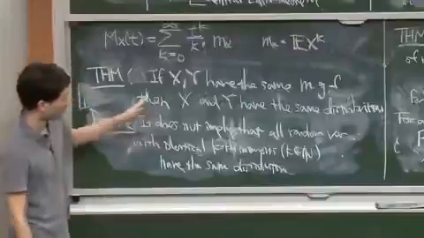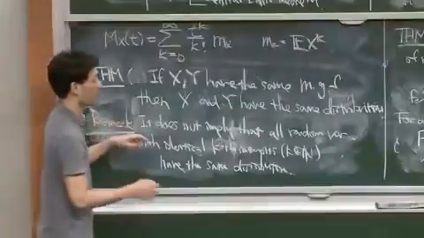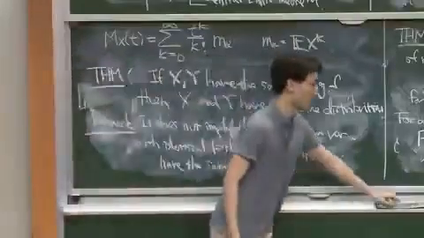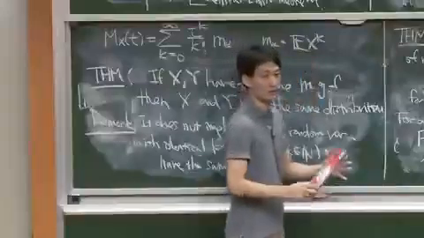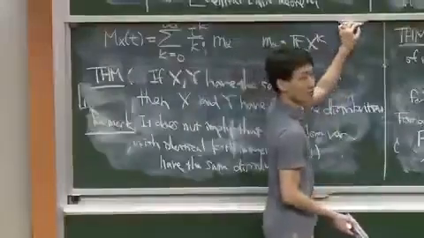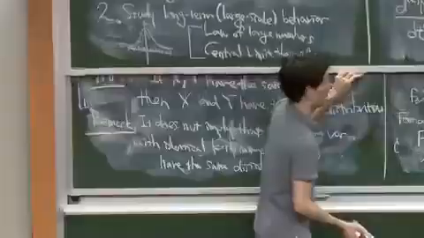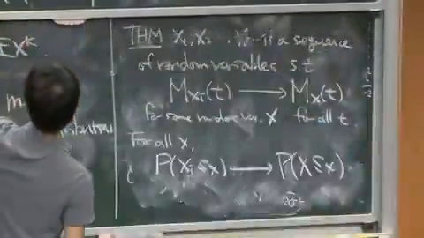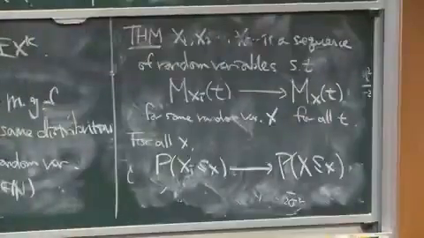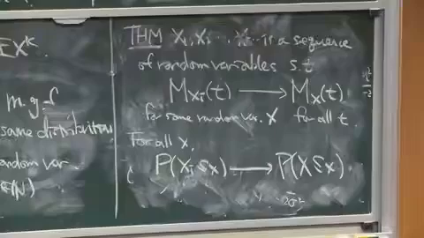So as you can see from these two theorems, the moment generating function, if it exists, is a really powerful tool, because it allows you to control the distribution. You'll see some applications later in the central limit theorem. Any questions?